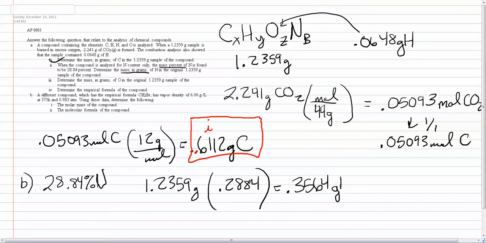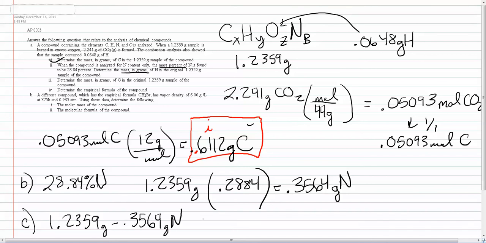0.3564 grams of N. Okay. Determine the mass in grams of oxygen in the original sample. Well, we know N, we know C, we know H, so all we gotta do is subtract to find O. So part C here is just gonna be our 1.2359 gram sample minus the grams of nitrogen, minus the carbon part, which we got as 0.6112 grams of C, minus the hydrogen part, which is 0.0648 grams of H, and that's going to give me the grams of O here.